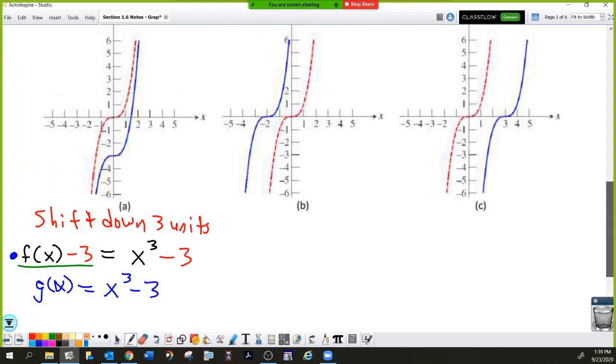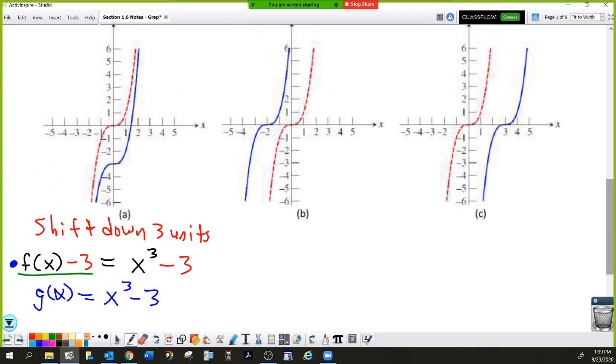For part B, thank you, Thomas, for helping us with the first one. Can I get a different volunteer to tell me what I have to do to the red dotted curve? Ash. Shift left 2 units. Perfect. Shift left 2 units. Thank you, ma'am.